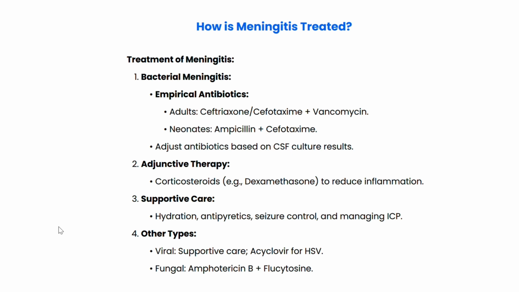Supportive care is equally important. This includes managing fever, maintaining hydration, and addressing complications like seizures or increased intracranial pressure. For viral meningitis, treatment is usually supportive, but in severe cases caused by viruses like herpes simplex, antivirals like acyclovir are administered. Fungal meningitis requires antifungal medications such as amphotericin B and flucytosine, often for a longer period of time.